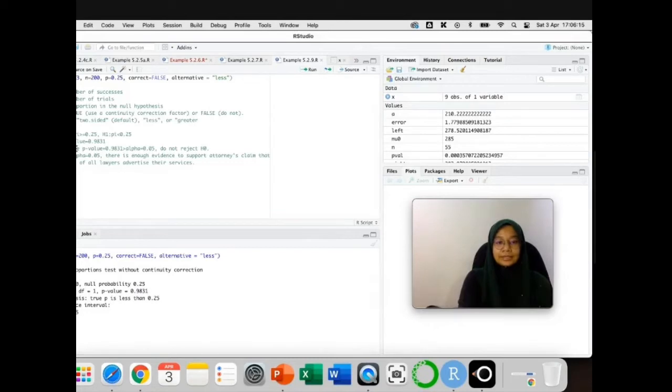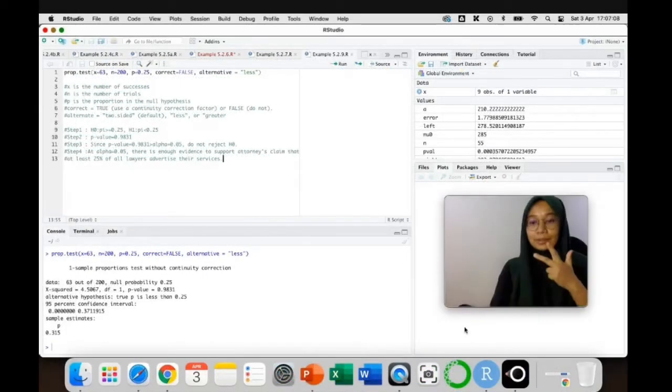So, since p value 0.9831 greater than alpha 0.05, do not reject H null. So, you tak reject, you accept this one. So, pi is greater than or equal to 0.25. So, at alpha 0.05, there is enough evidence to support attorney's claim that at least 25%.